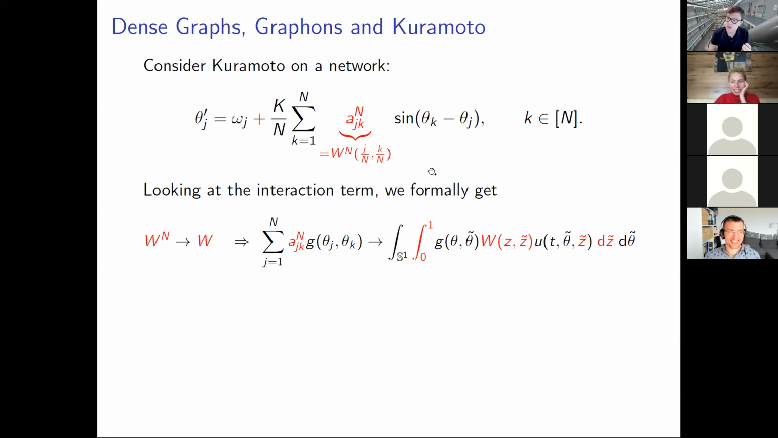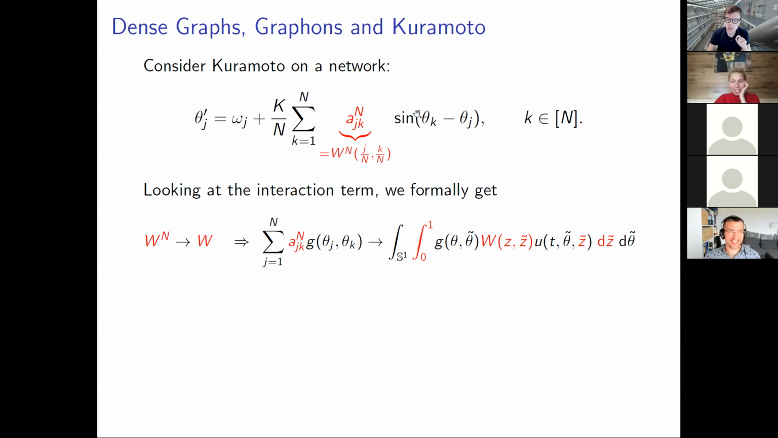So you take a graphon, you assume that AJKN is representable via this graphon. And then you look at the interaction term formally, like we did before. So you assume Wn converges to some W, this means to a function on 0, 1 cross 0, 1. And then you just take the same limit as we did before. So you take the right-hand side sum.